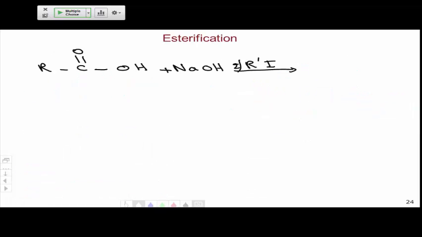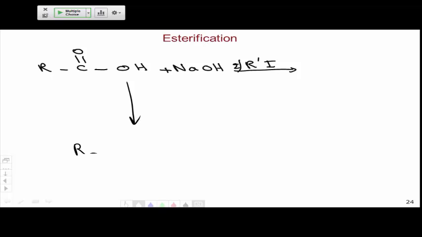So I can also prepare esters in the following method. The first thing is I have a carboxylic acid, which is the same as in the Fischer esterification. In this case, I add sodium hydroxide or potassium hydroxide or OH minus to the carboxylic acid. What do you think would be the result of this reaction? I'm adding a carboxylic acid to an OH minus. It's an acid-base reaction. I'm adding an acid to a base.